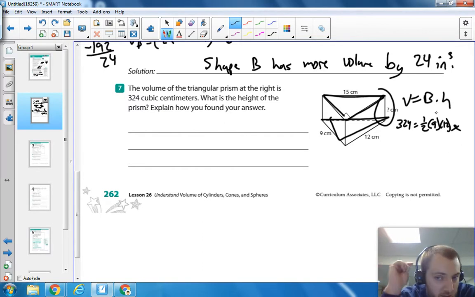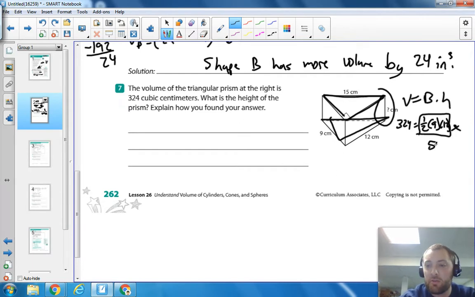So now we just need to solve it for X, okay? Since this is all multiplied by the height, or the X, I would take 1 half times 9 times 12 and see what I get. Because that should just be one number. 1 half times 9 times 12 is actually 54. So we have 54x, or h, whatever you want to use.